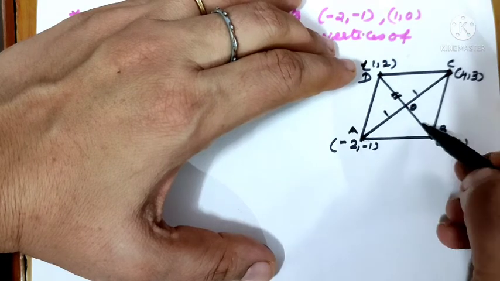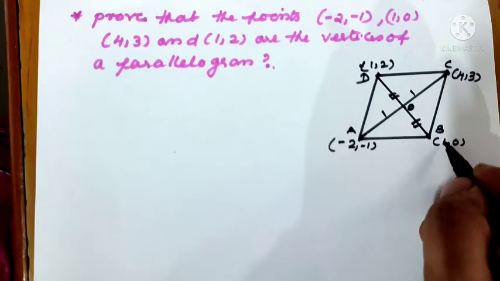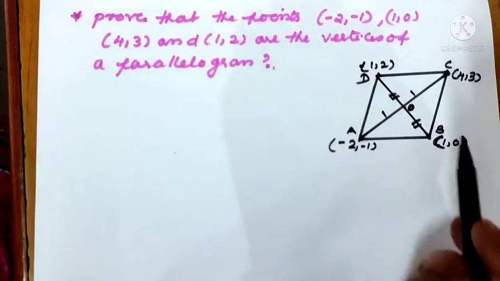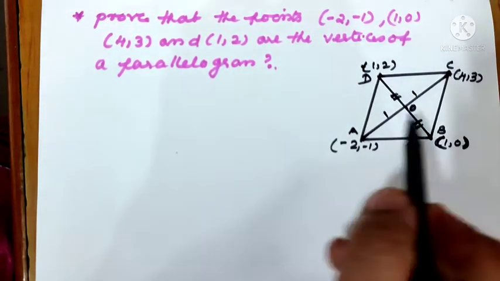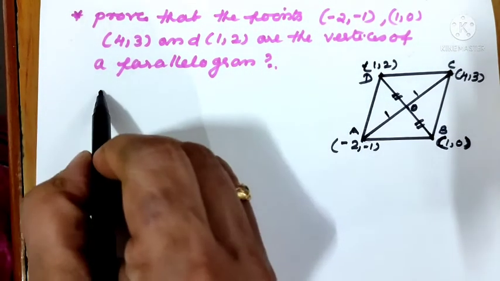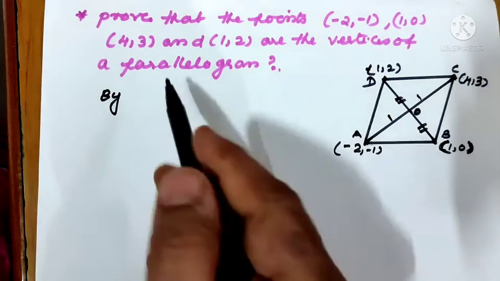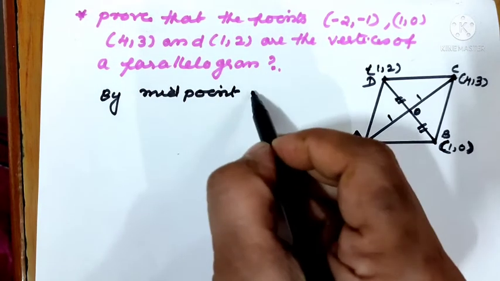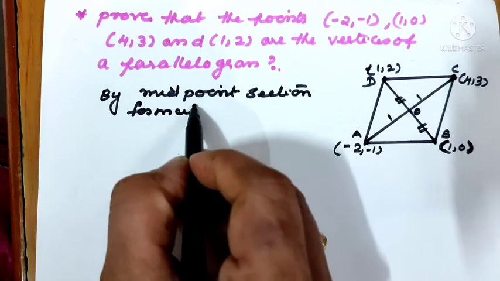Similarly here also, the diagonals bisect each other. Here B is the point (1, 0). So for AC, O is the midpoint, and for BD, O is also the midpoint. So we should check whether this midpoint is the same or not. We can take ABCD as the points there. Now, what is the formula we are using? The midpoint section formula, but here we are using the midpoint property. What can we write?